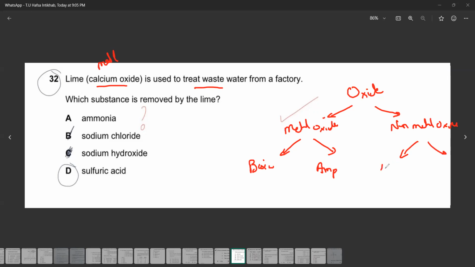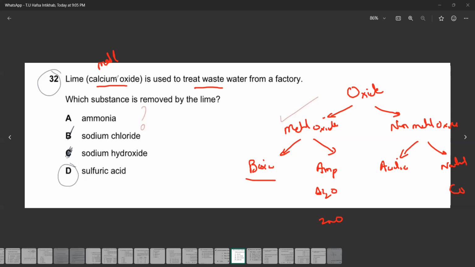Non-metal oxides can be acidic oxide. They can react with only base. And it can be neutral oxide, which cannot react with acid nor with base. So carbon monoxide is neutral, and remember the examples of aluminum and zinc oxide as amphoteric. All the rest of the metal oxides, you will categorize as basic oxide.